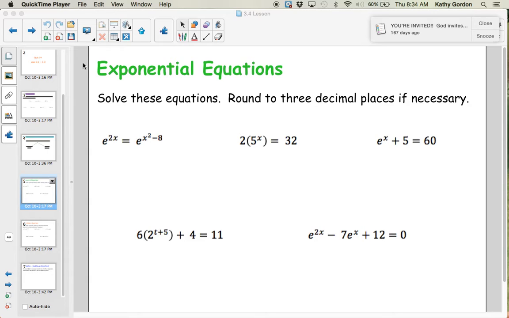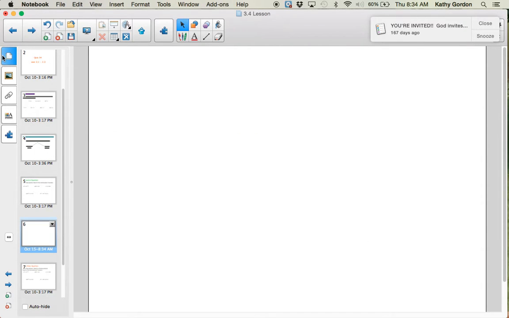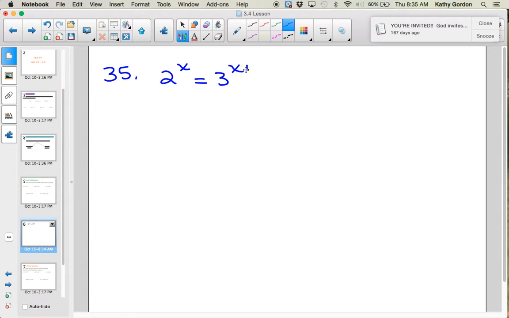All right. Just add a new page here, maybe. There we go. So 35 has got 2 to the x equal to 3 to the x plus 1, right? Yep.